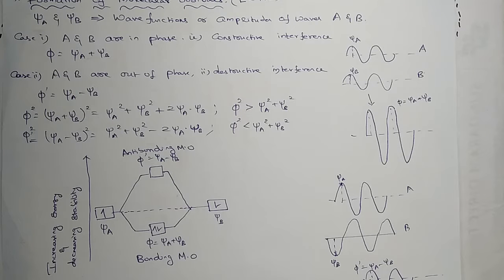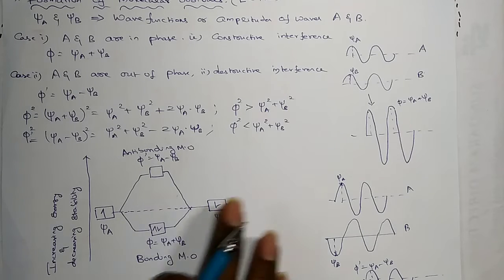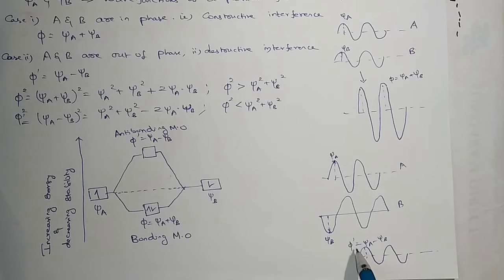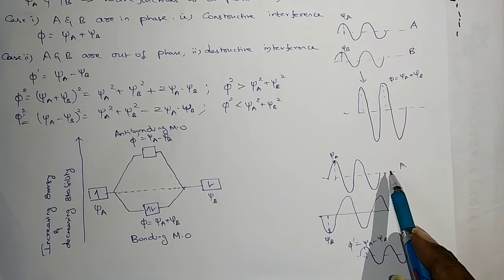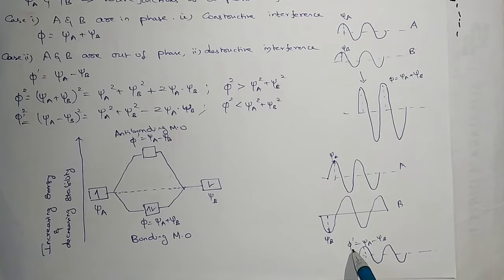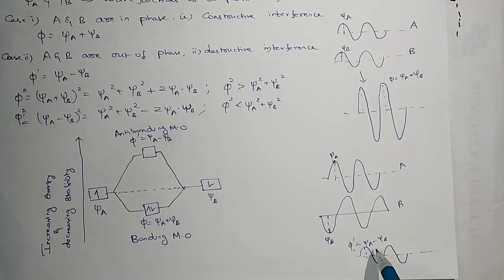When these waves are combined, you will get destructive interference. Therefore the resultant wave has an amplitude which is smaller than waves A and B. The amplitude is psi A minus psi B. Here you can see the amplitude is smaller than psi A and psi B.